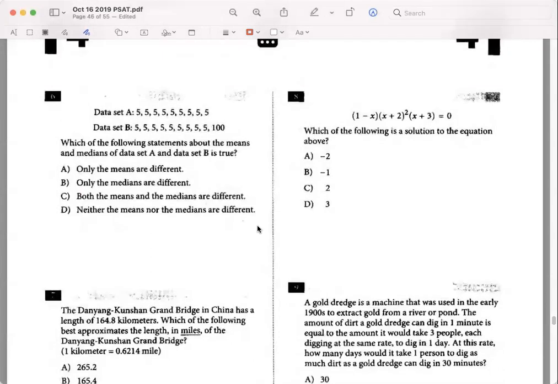Let's go to the next one. Which of the following statements about the means and medians of the two data sets is true? So they're exactly the same set except for this one, right? In this set there are 1, 2, 3, 4, 5, 6, 7, 8, 9, so the 5th element is the median, and here there are 10, so the average of the 5th and 6th. So the medians are the same for the two sets.